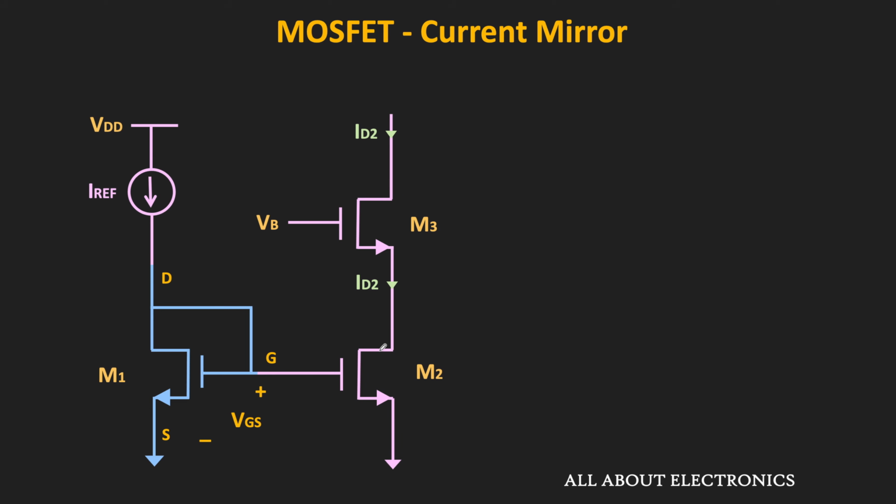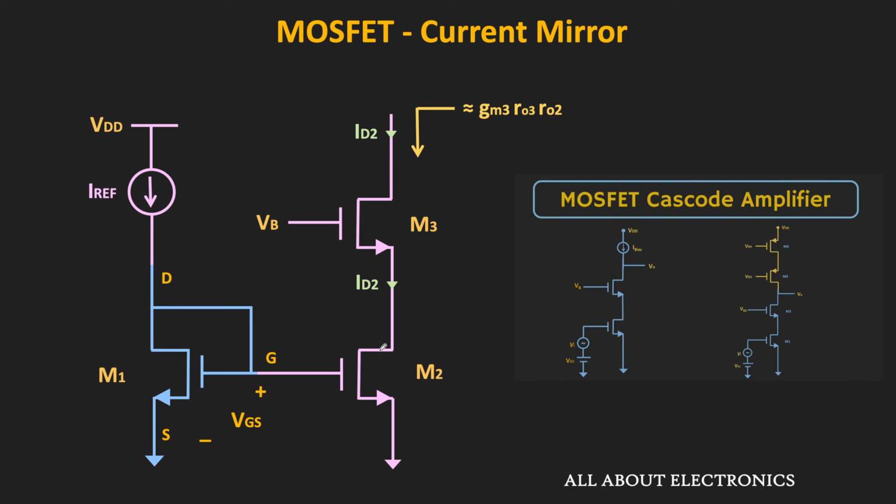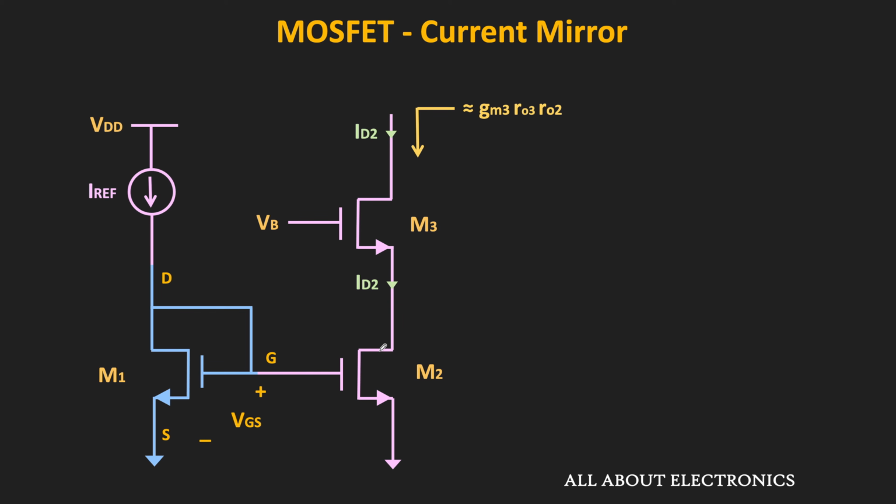That means if we see the output impedance from this end, then it is approximately equal to gm3 times ro3 times ro2. And in fact, we have already covered this cascode amplifier in the earlier video. So for more information, you can check this video on the cascode amplifier. So with this cascode connection, the output impedance is much greater than ro2. That means there is a significant improvement in the output impedance.